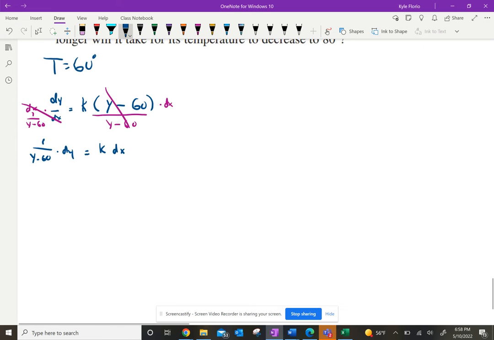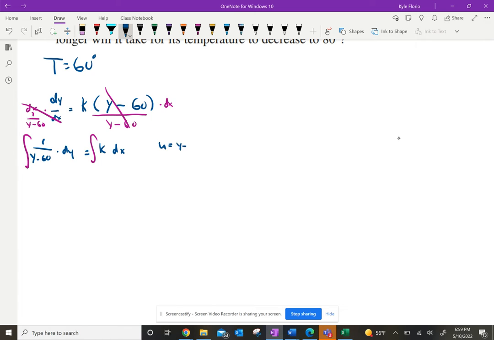Now the job here is to integrate both sides. The right hand side is going to be an easy integral. The left hand side isn't actually difficult if you do a bunch of these, but I'm going to go through the process of how to do it, and then maybe you'll see a kind of shortcut as we go. But I know if the function was just 1 over y, the antiderivative would be the natural log of y. But now it's 1 over y minus 60. Does that really change things? So I'm going to use u substitution here.